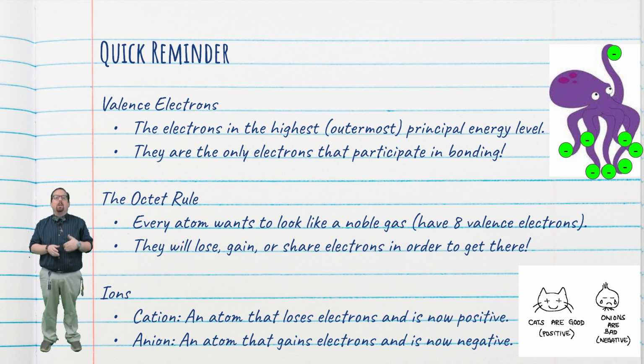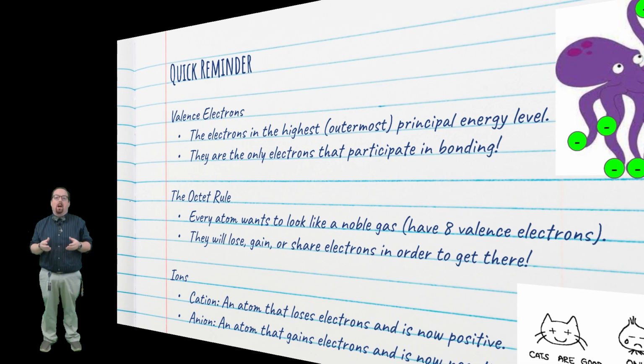When an atom loses an electron, it now has more protons than electrons, so it has a positive charge. We call these cations. An anion is an ion formed when an atom gains an electron. These have a negative charge, because they have more electrons than protons. A good way to remember these two names is that cats have paws, so they are positive. And anion sounds like onion, and onions are negative because they make you cry.